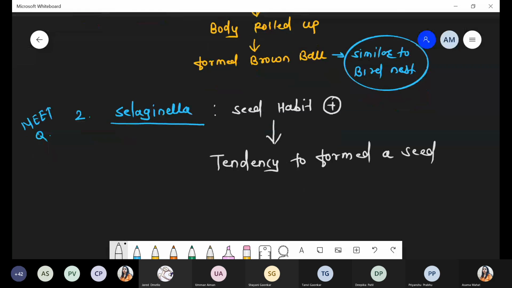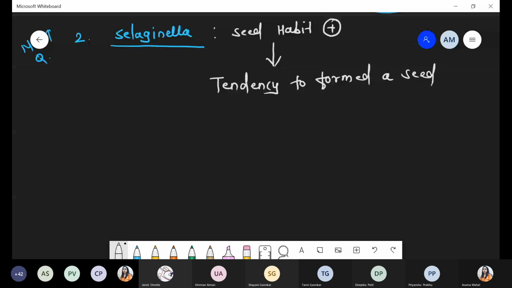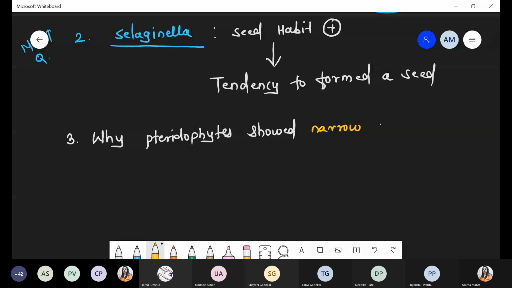Tanvi, now we are talking about the third question. According to the NEET point of view, the simple question is, why do Pteridophytes show narrow geographical distribution? Why are they showing narrow geographical distribution?